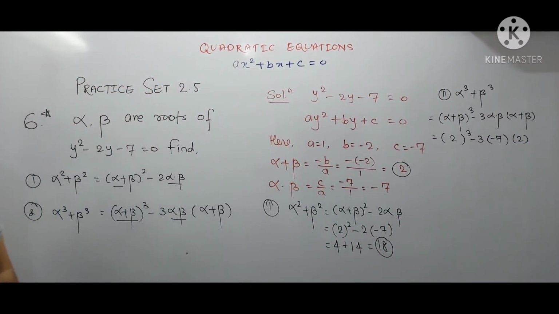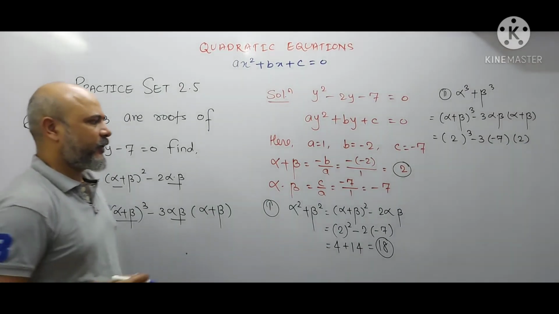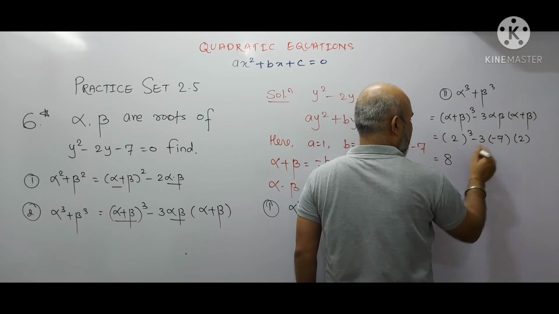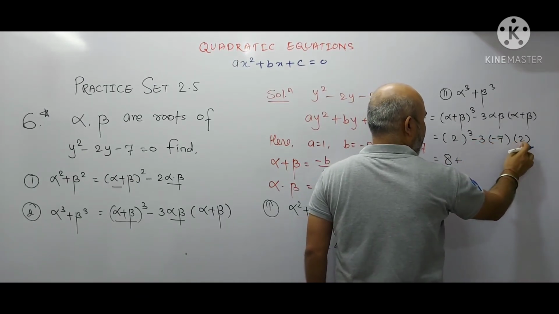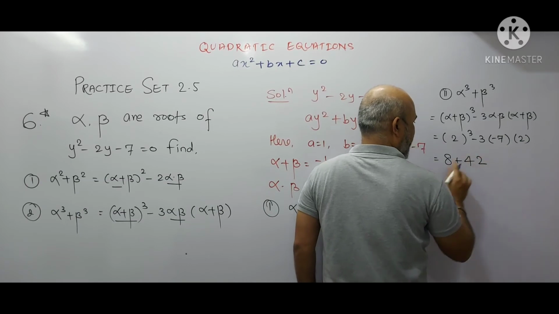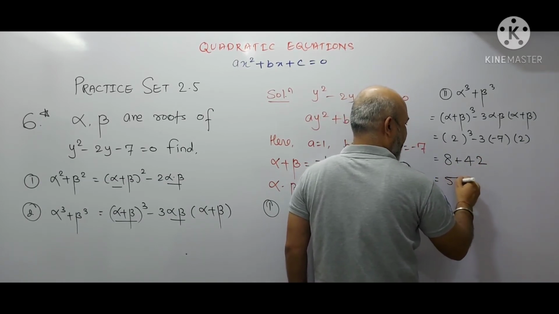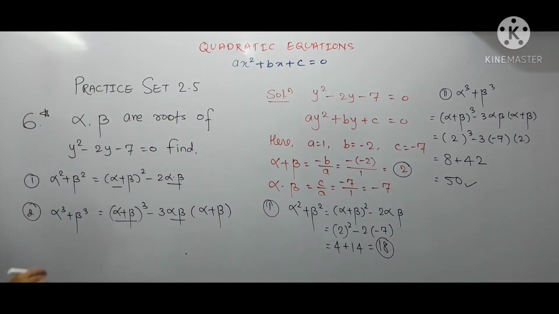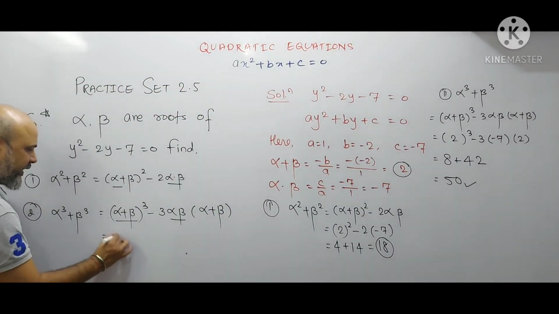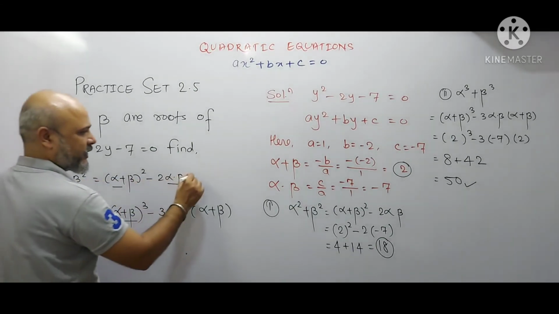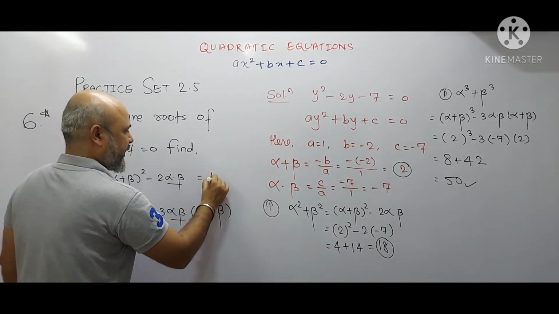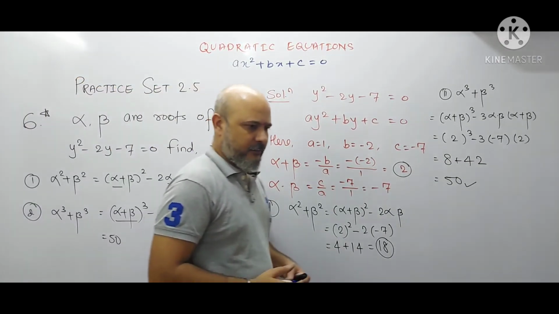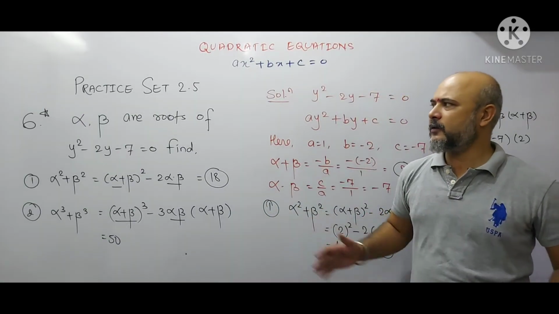Okay. Now just put the value of alpha plus beta and alpha into beta. So what will you get? This is 8. This minus minus becomes plus. 3 times 6, 6 sevens are 42. So 8 plus 42 is what? 50. So the value of alpha cube plus beta cube is 50 and the value of alpha square plus beta square is 18. Okay. So this is the answer of the 5th question of practice set 2.5. Now the 6th question of practice set 2.5.